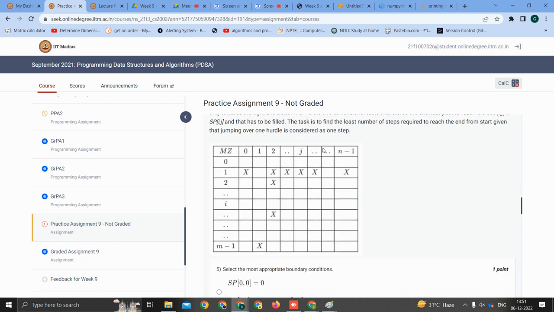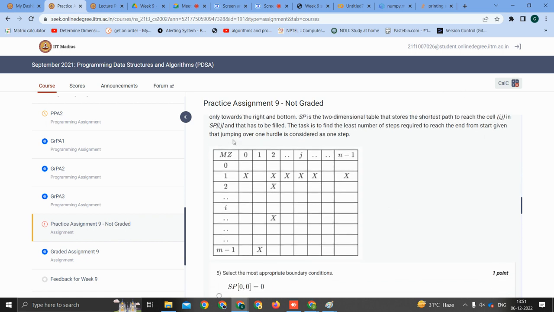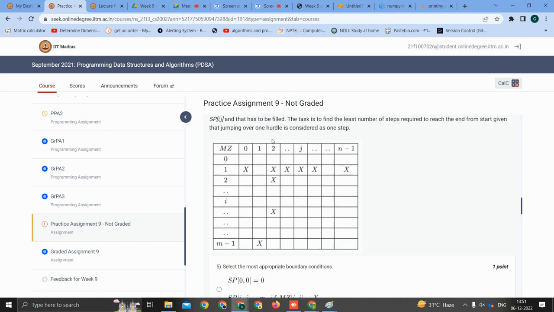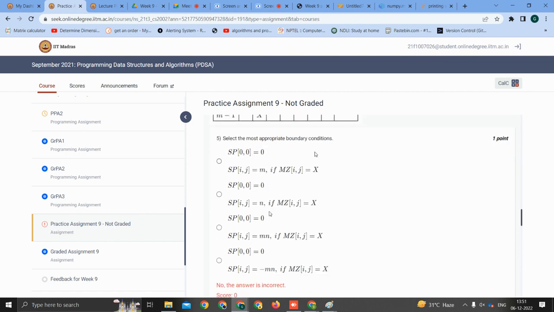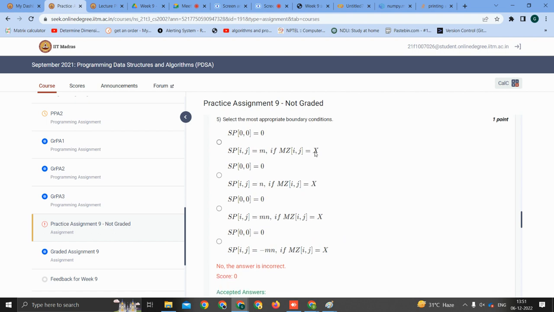The task is to find the least number of steps required to reach the end from the start. Jumping over one hurdle is considered as one step. Select the most appropriate boundary conditions. What do you mean by boundary conditions? These are the conditions: what will happen at what time. Let's try to eliminate the wrong options, just like how we used to do.